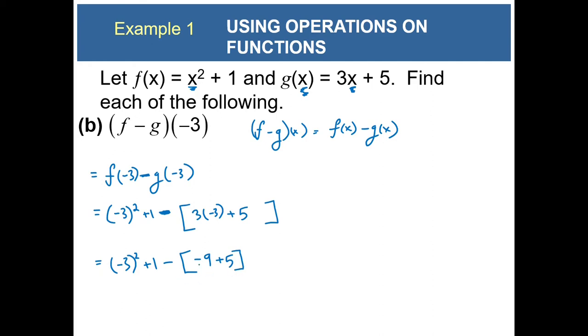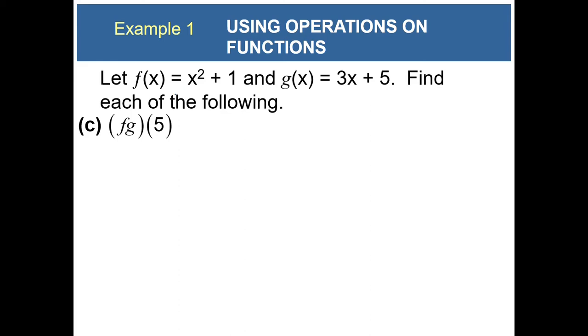Again, we'll simplify the brackets first. Negative 3 squared plus 1 minus negative 4, since negative 9 plus 5 is negative 4. Then we'll do the parentheses. Negative 3 squared is equivalent to 9. 9 plus 1. And we have the double negative here. We'll just make that a plus 4. And finally, our solution is 14.